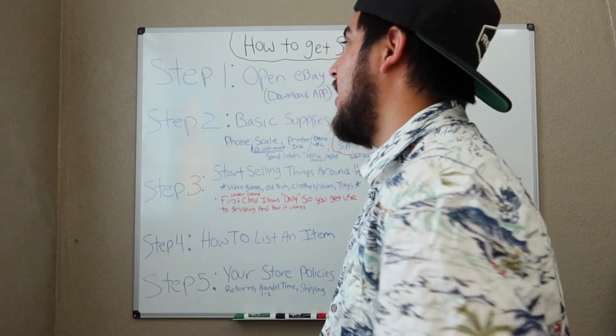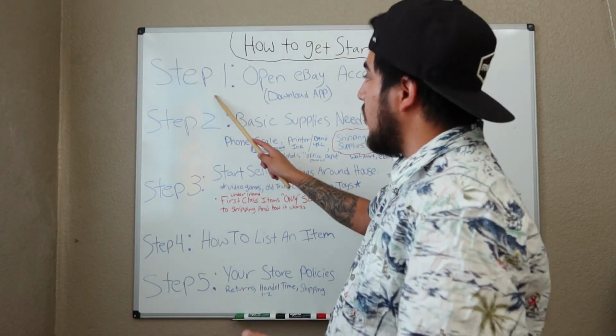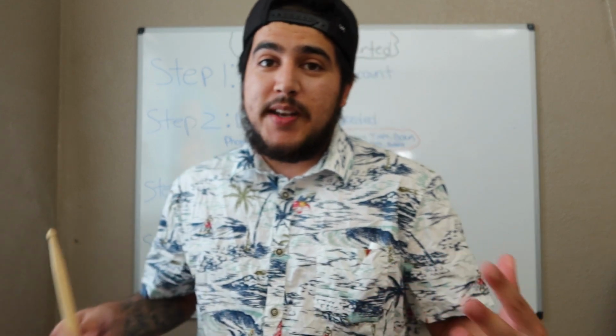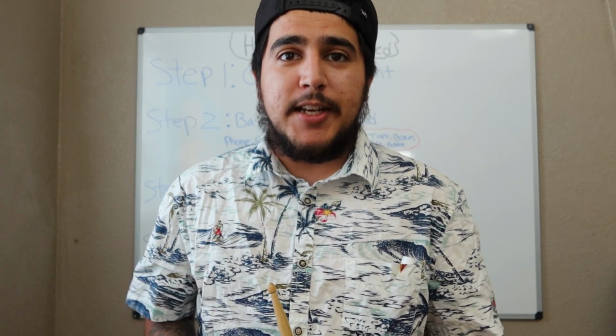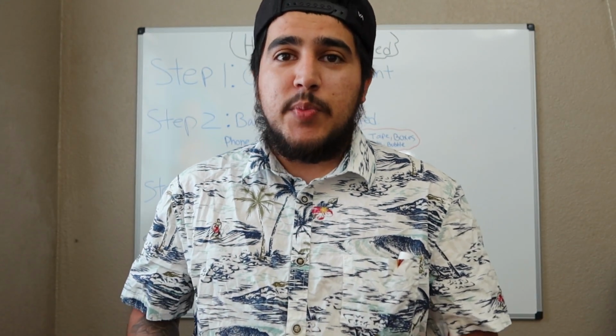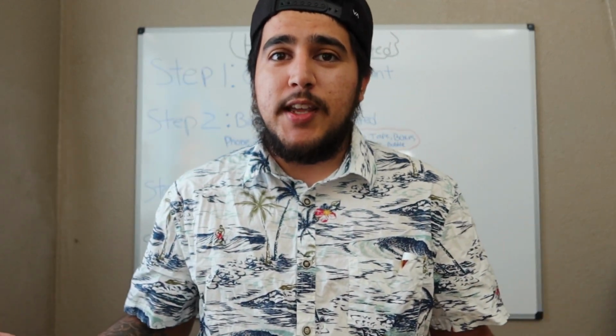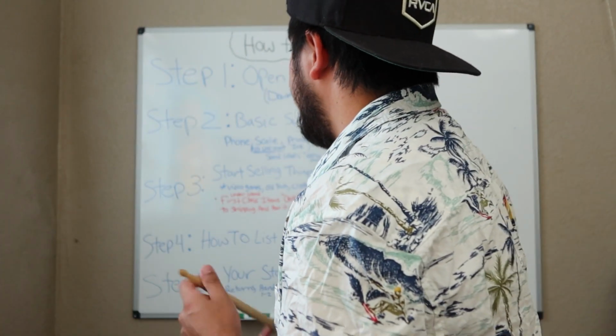So how to get started selling on eBay. Step number 1, pretty simple: open up an eBay account. All you do is go into your app store, whether it's Android or Apple, whatever, and just type in eBay, download the eBay app, and that's step number 1. You're going to set up your bank information, all that stuff. Obviously you need to be able to receive money. Put your information in, your name, and that's pretty much it. So that's step number 1.